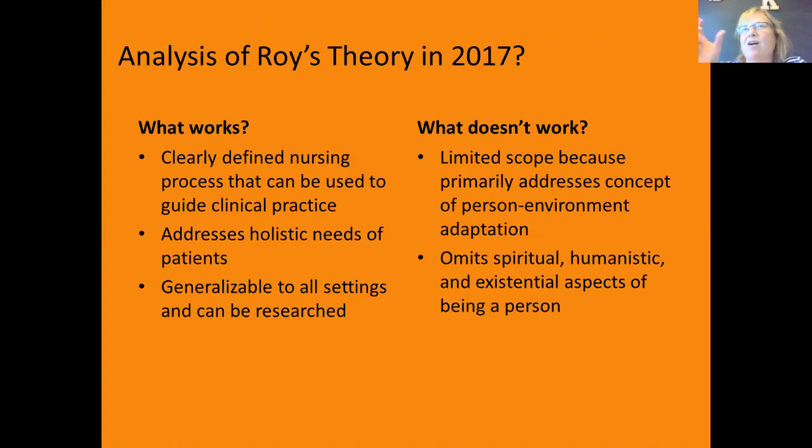So the person-environment interaction is at the center, so we don't necessarily explore as much around other kinds of concepts. And it's funny because Sister Callista Roy was a nun, and so this criticism she found always a little bit ironic, but it doesn't really explicitly talk about the spiritual or humanistic or existential aspects of being a human being. And for Roy, she said because spirituality is so deeply embedded in everything that she did and who she was, it wasn't necessary to be as explicit as her critics might have wanted. But for some of the critics of this theory, that's one area they would have liked to see more developed.